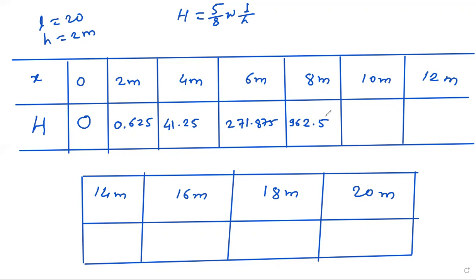Somewhere it is wrong. 2503.125. Okay. 5403.75. Okay.